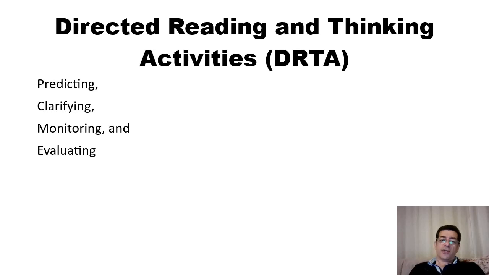DRTA stands for Directed Reading and Thinking Activities. In this approach, students relate background knowledge to the text, determine goals for reading, and then engage in predicting activities at set stopping points throughout the text. What do teachers do in each part?